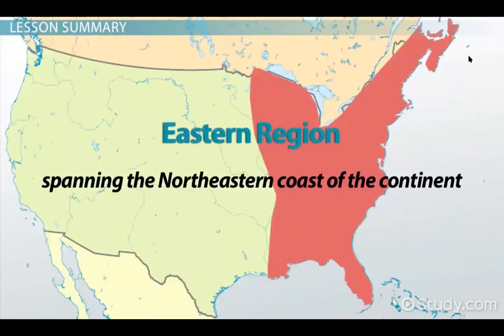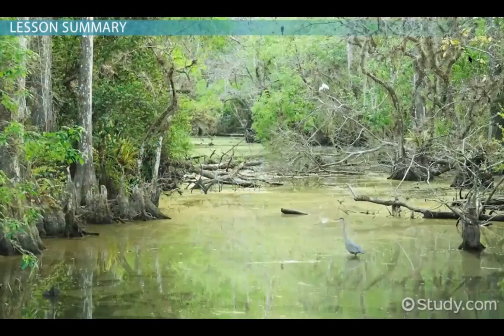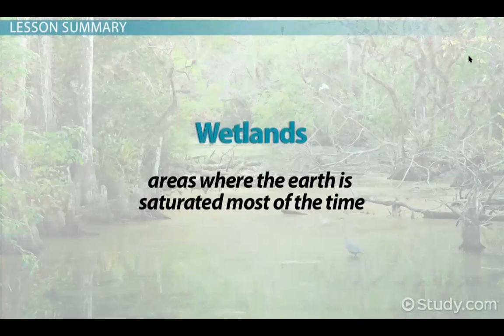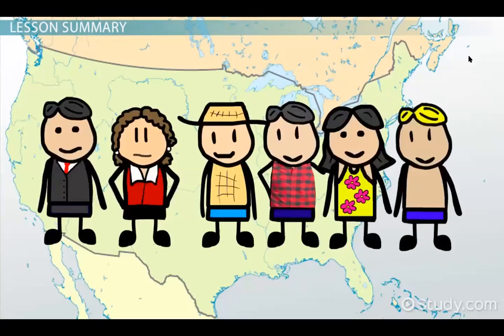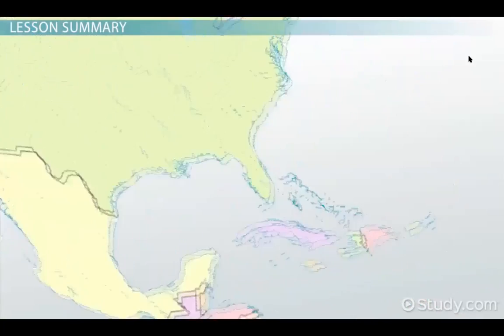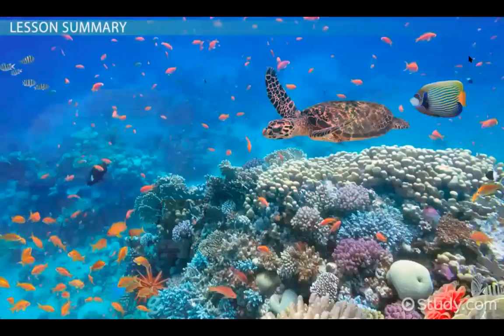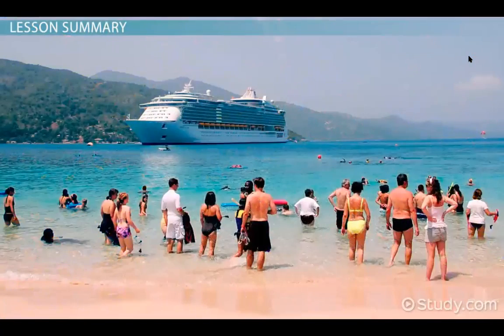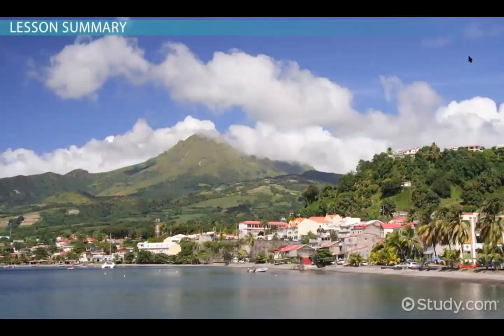The varied eastern region spans the eastern coast of the northern continent. It includes the Appalachian Mountains and the eastern coastal plains of Canada and the US. A large part of the region is comprised of wetlands, areas where the earth is saturated most of the time. The people of the region vary from New York businessmen to the beach lovers of Florida. The Caribbean region is located southeast of the Gulf of Mexico and east of Central America. Made up of many islands and beautiful coral reefs, it offers its inhabitants a robust tourism industry. It's also home to many native people groups.